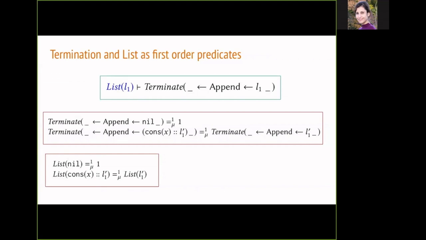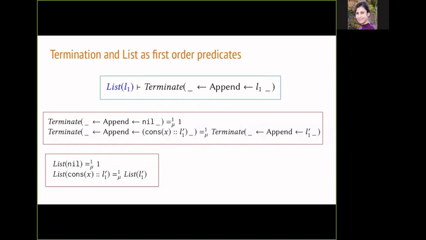If the first argument is cons of x and some L1 prime, it will terminate only if append terminates on L1 prime. So as you see, for termination of append, we only need to have information of the first argument. That is why I put these underscores for the other arguments, because they're not needed in the termination.